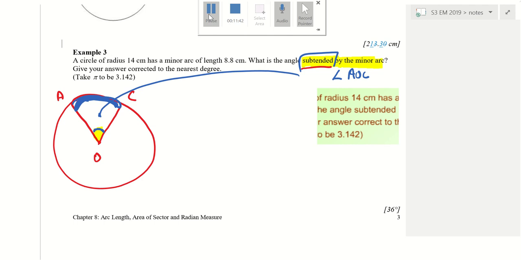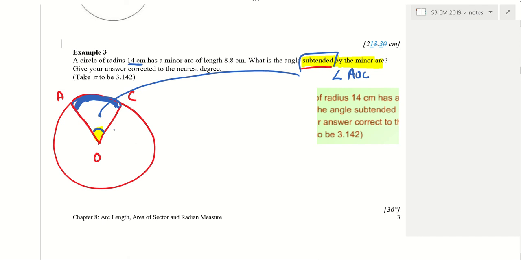Now, for example 3, I want you to fill in the information first. It says the radius is 14 centimeter, so put in 14. Draw the double stroke to indicate that they are radius. The arc length is 8.8. So you write down the formula. Come, I write, you also write. Arc length AC equals theta over 360 times 2 pi r.